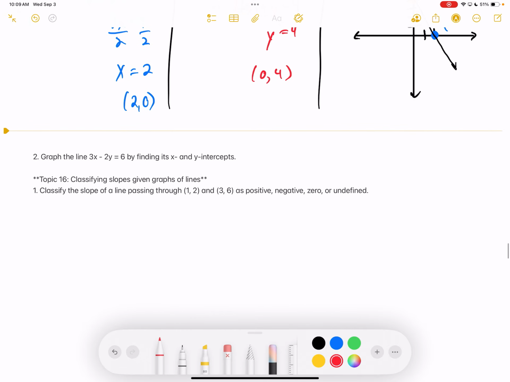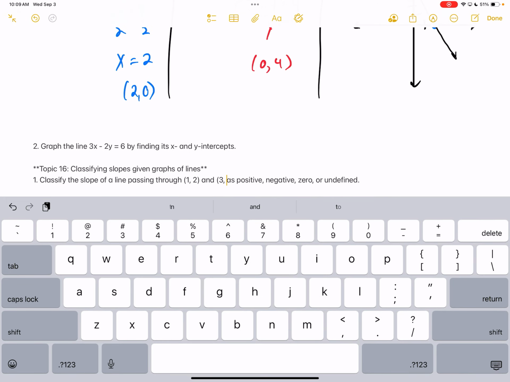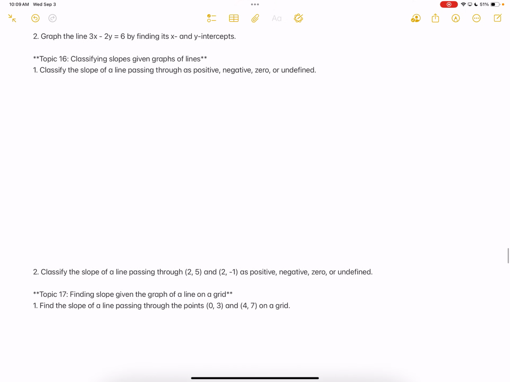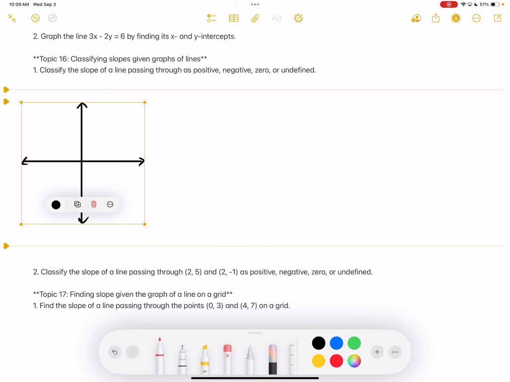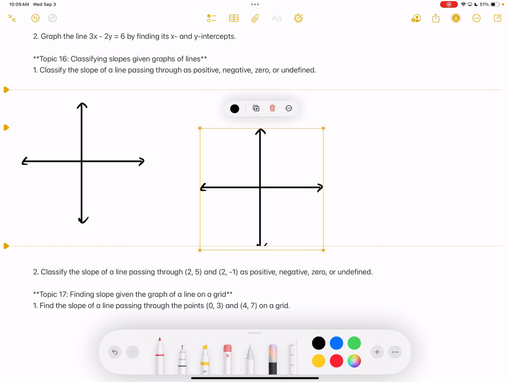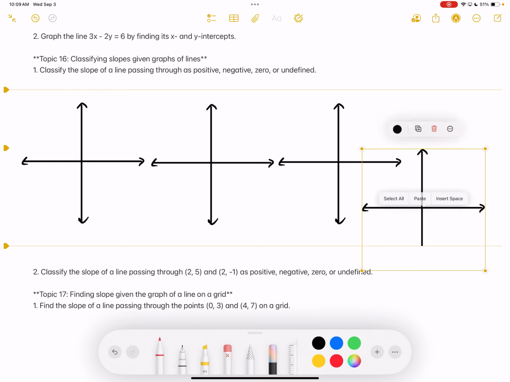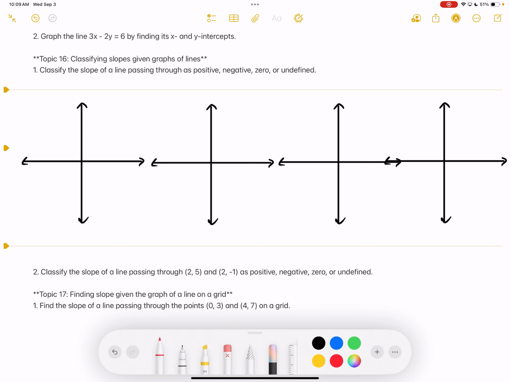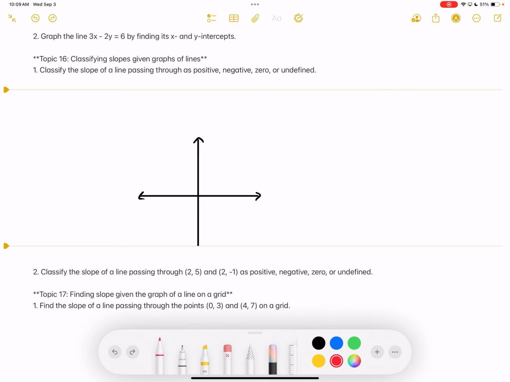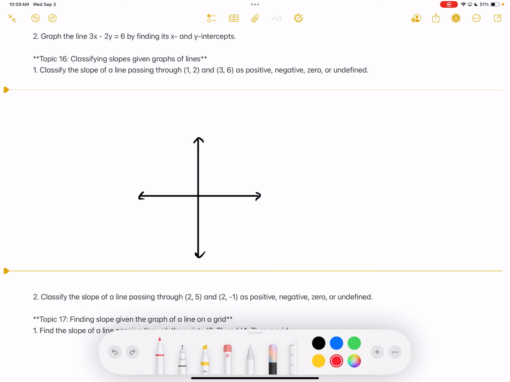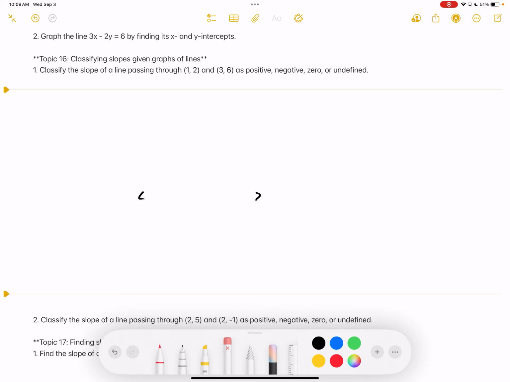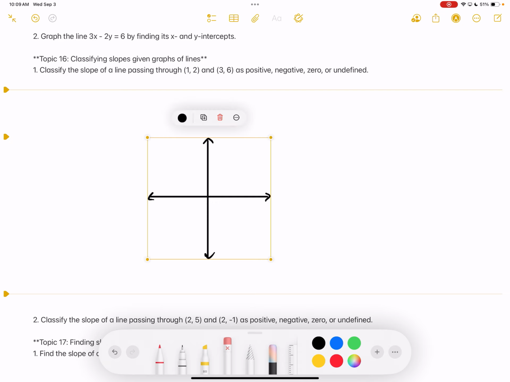All right. The next one, classifying slopes. Give me just a second. Let me draw some pictures here. Oh, no. That's going to bug me. Got to make it a little bit smaller.